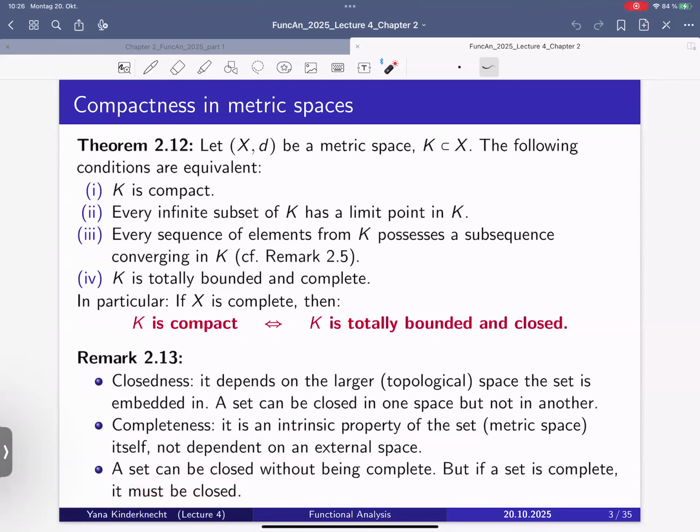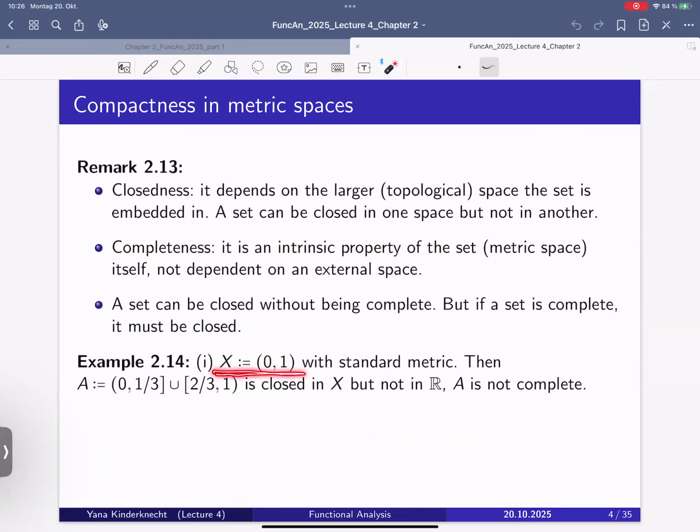So these are the relations between closedness and completeness, and let me illustrate it with an example. Let us consider this interval as a metric space X with the standard metric. When we consider this set A, as a subset of X it is closed because X without A is just the interval from 1/3 to 2/3. This is an open set, and the complement of an open set is a closed set. So this set is closed in X, but not in a bigger space. And obviously this set is not complete because there is, for example, this Cauchy sequence, which does not converge in this set. This is the illustration for the statement that a set can be closed in one space but not in another.